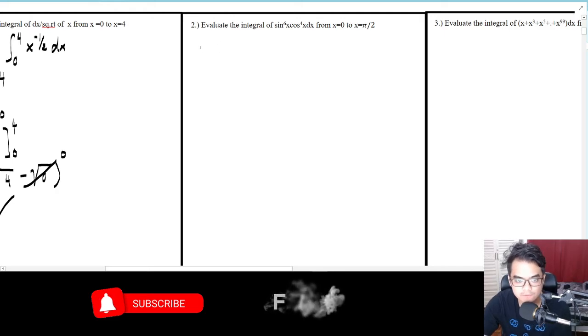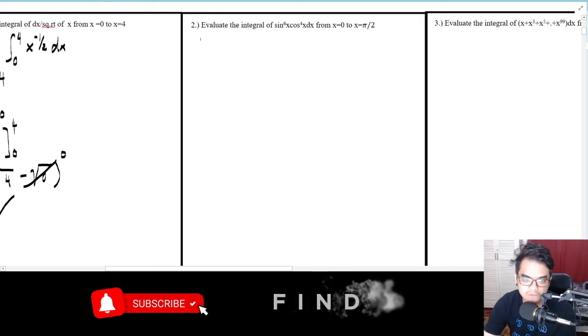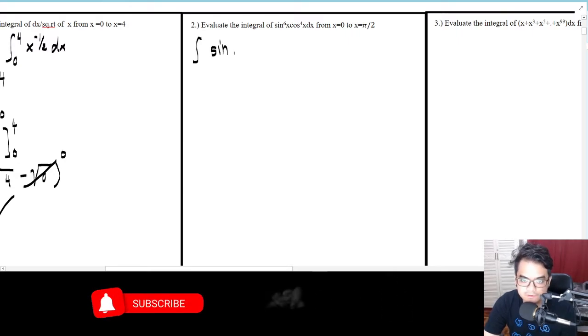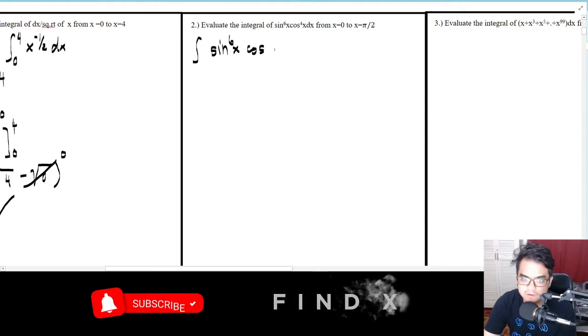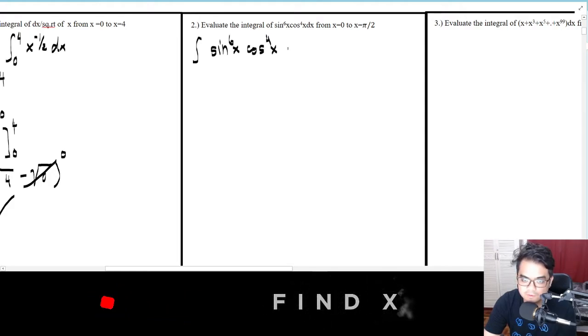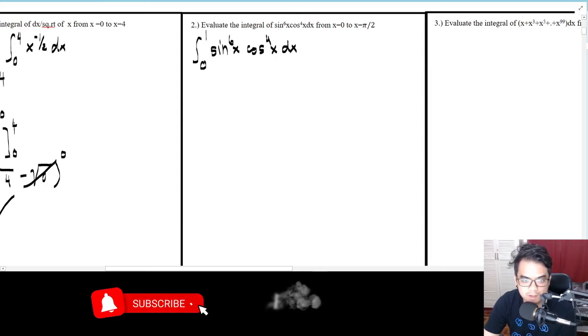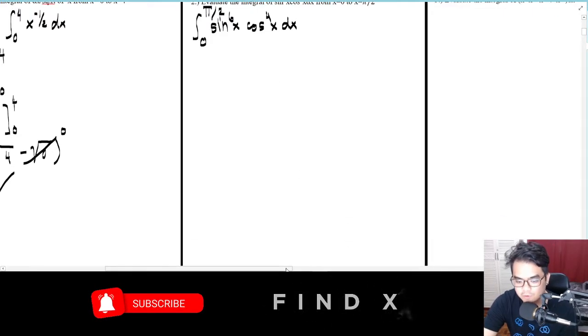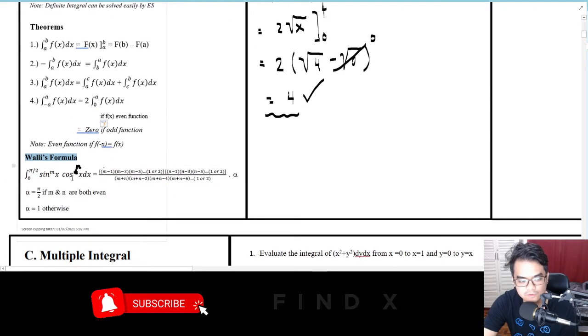Okay, so we have here the next one. Evaluate the integral of sine x raised to 6 and then cosine x raised to 4 dx, from 0 to pi over 2. As you can see, this is exactly the same as the model of the formula. So going back to that, so this one.